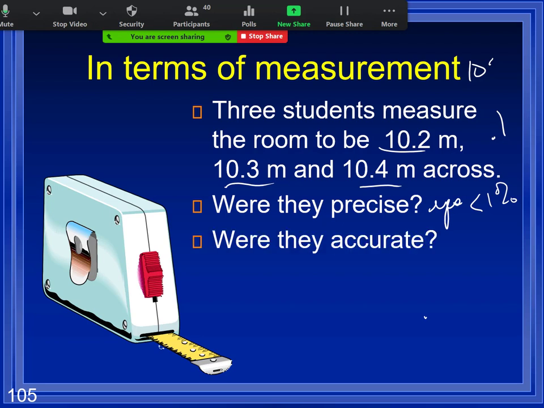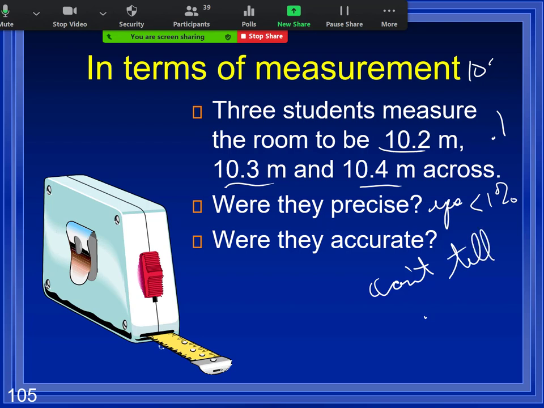Were they accurate? Notice I didn't say were they accurate, yes or no, because the answer is not yes, and the answer is not no. The answer is we don't know. Because how far is it across the room? Do you know? I don't. Okay. So we can't tell if they were accurate.